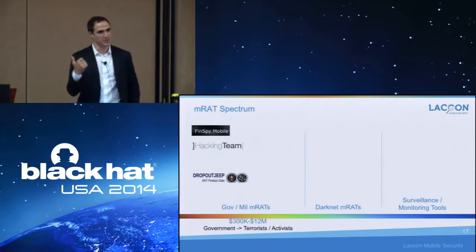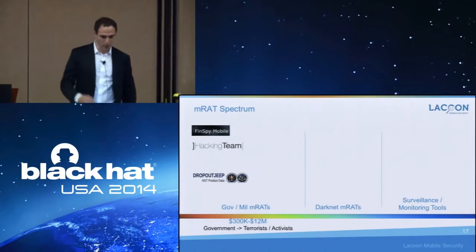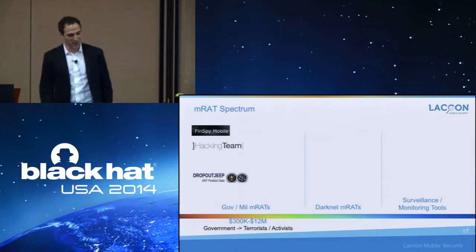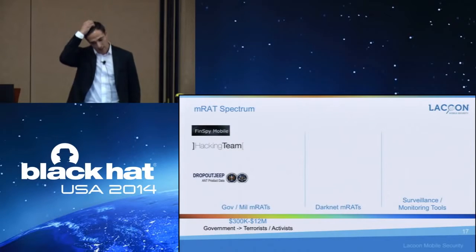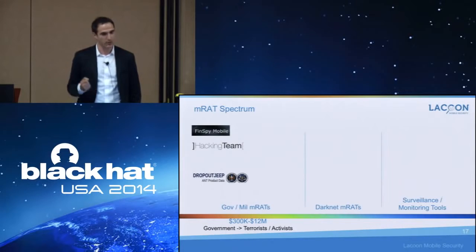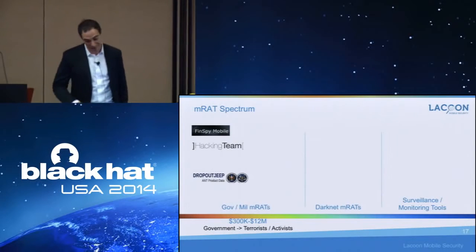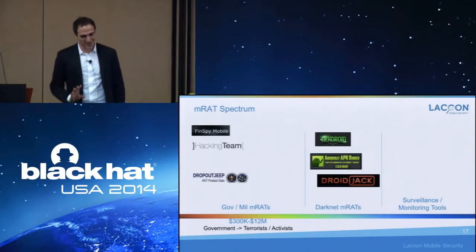So originally when I put this slide together, I was saying, okay, those are tools used by governments to track either terrorists or activists, and of course it's a gray area in some countries. Usually, if you look at the price list, they are traded from $300,000 to $12 million. But since yesterday it's probably $0 to $12 million, because you can just download it from GitHub. So, this category is interesting.